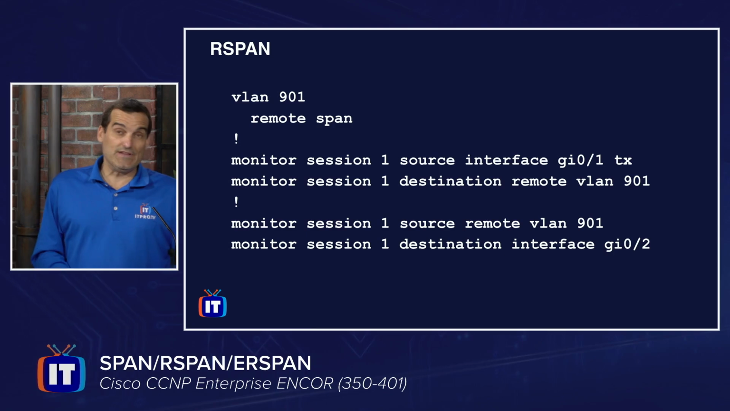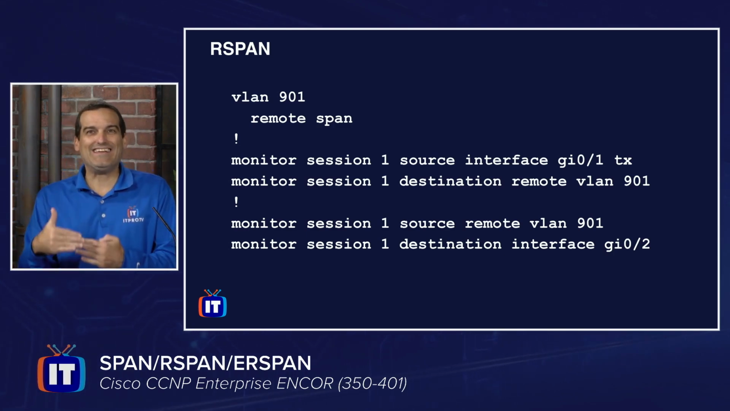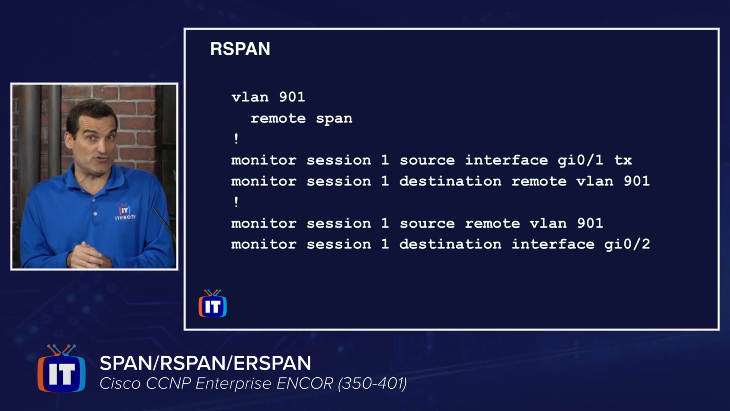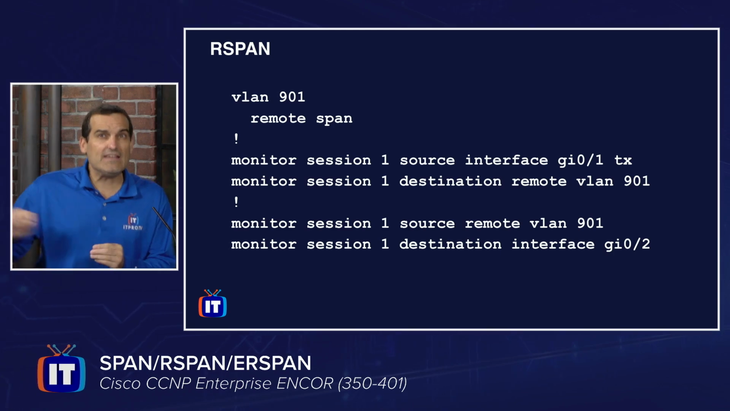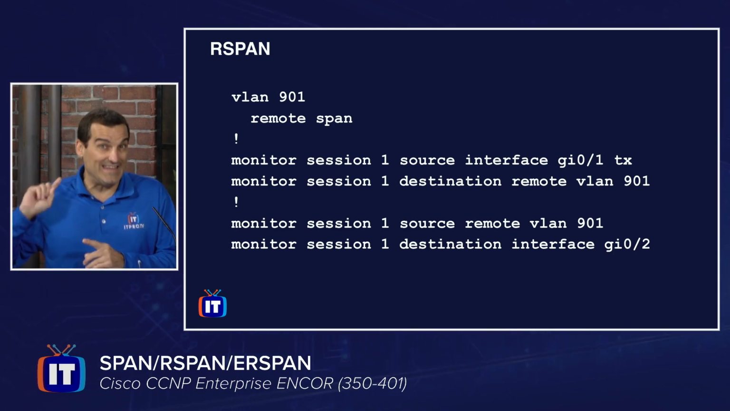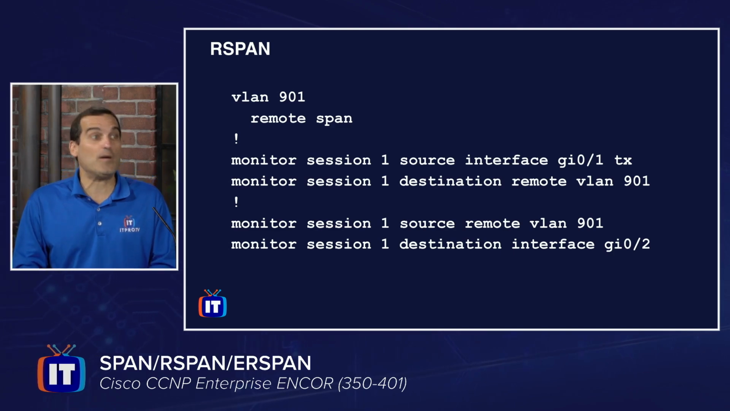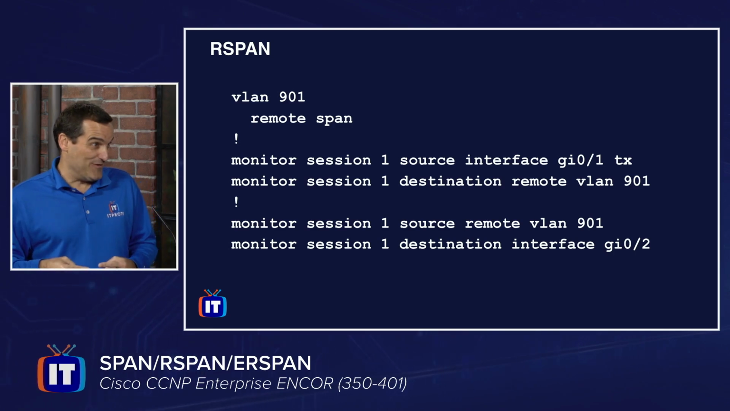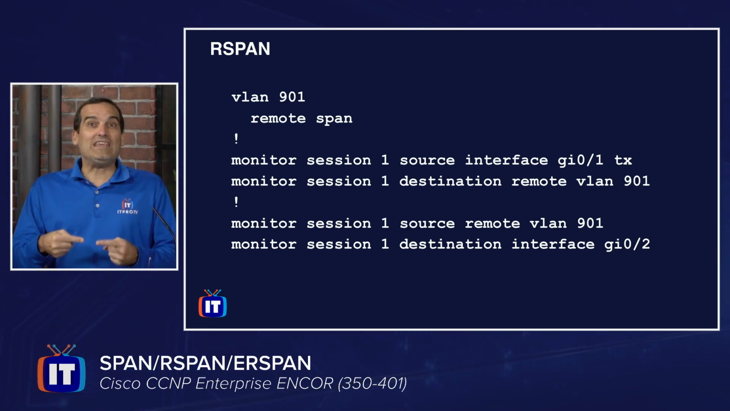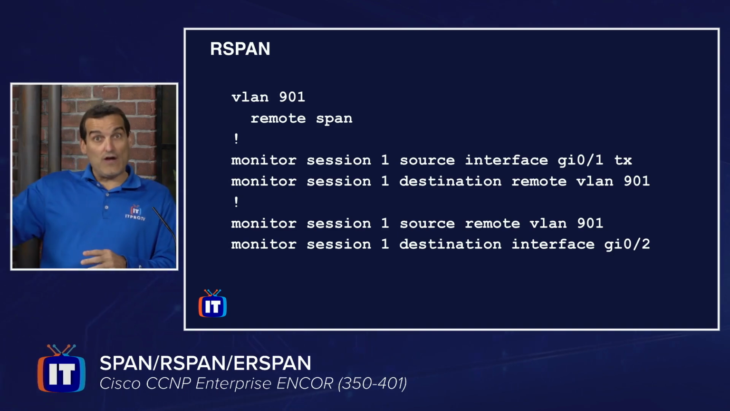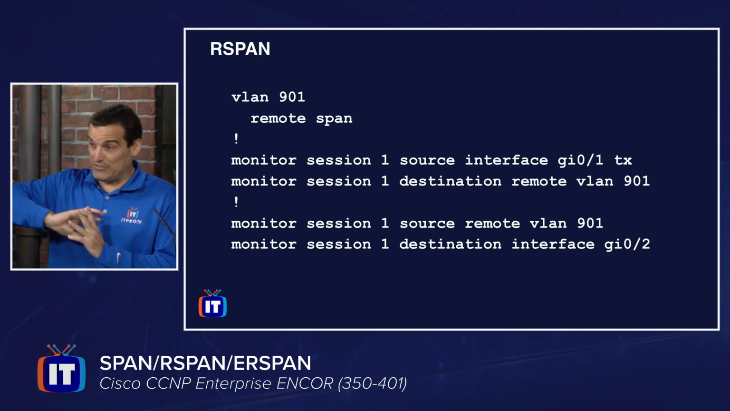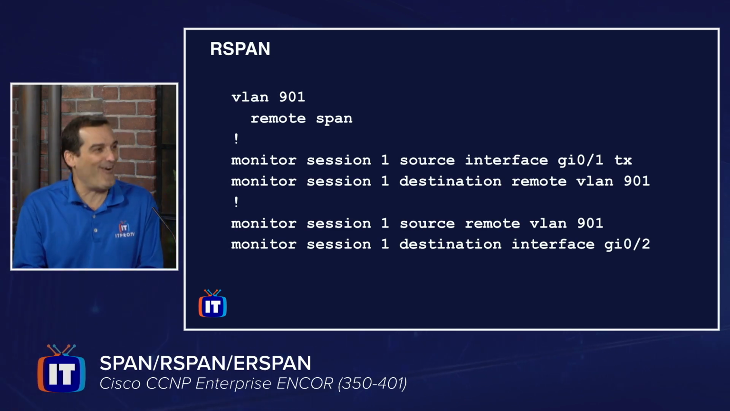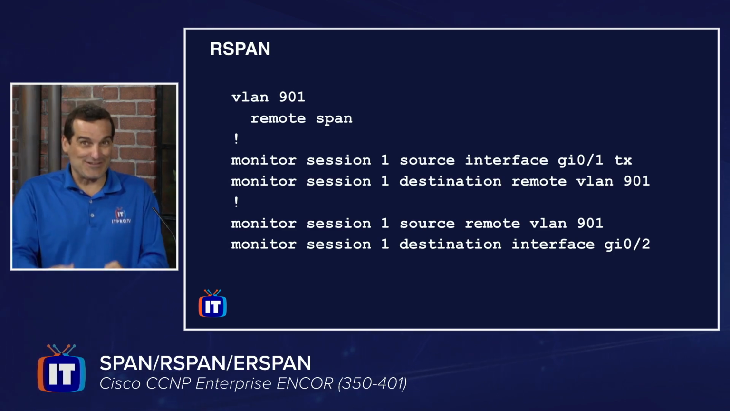Then, Ronnie, we do something very clever. We take the traffic that we're interested in. This time we decided to do transmit traffic only. Anything going out gigabit 0/1 in the outbound direction gets copied onto the remote VLAN that we created. Then we take the traffic over where the protocol analyzer is. It's probably going to be on some far off switch. We take it off the VLAN. So that's our source now.